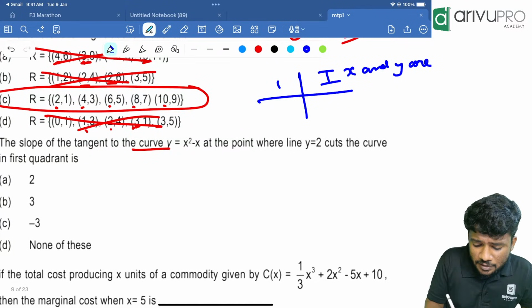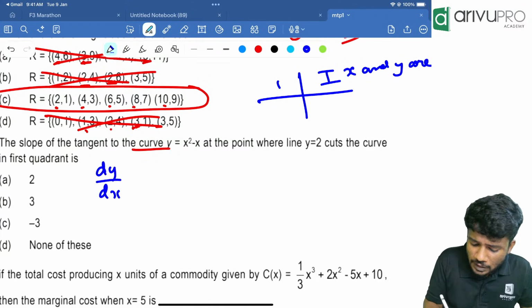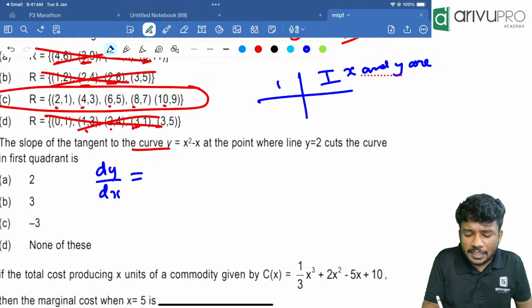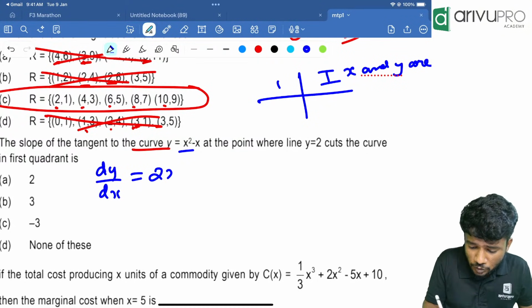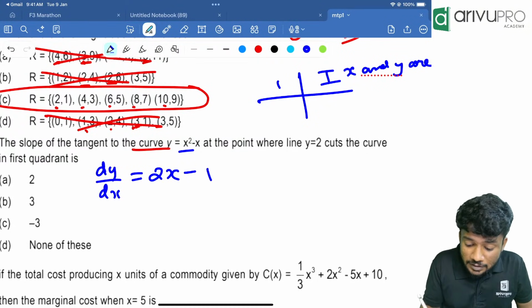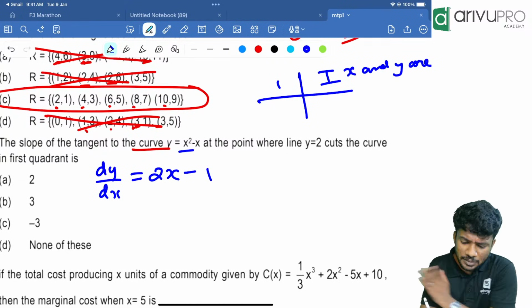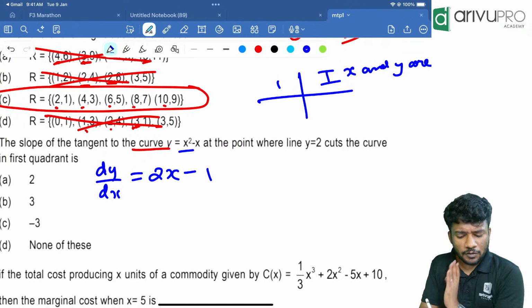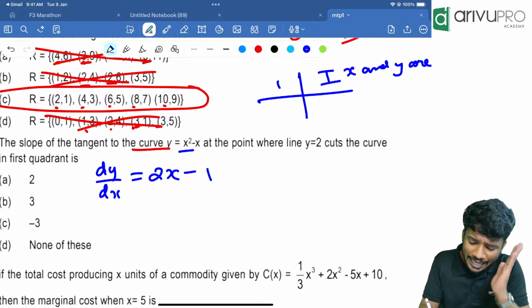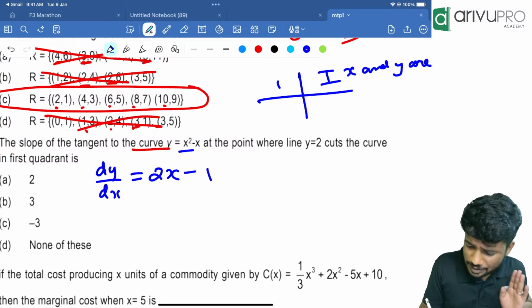How to find the tangent of the curve? You take the derivative of y, that is dy by dx. Derivative of x square is how much? 2x, minus the derivative of x, which is 1. That means 2x minus 1 is the slope of the tangent.